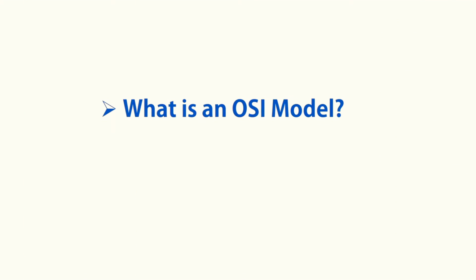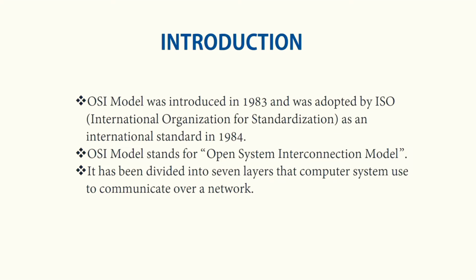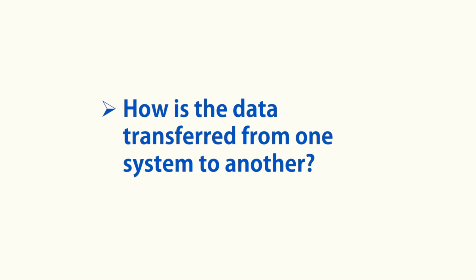So what is an OSI model? OSI model stands for Open System Interconnection Model, which was adopted by ISO in 1984. OSI model has 7 layers which describes how two computers can communicate in a network. So there comes a question, how can two computers communicate in a network?